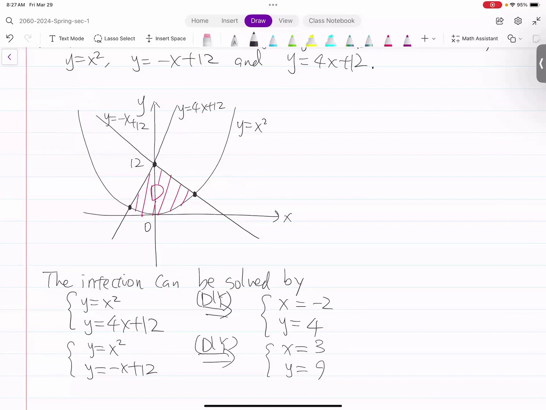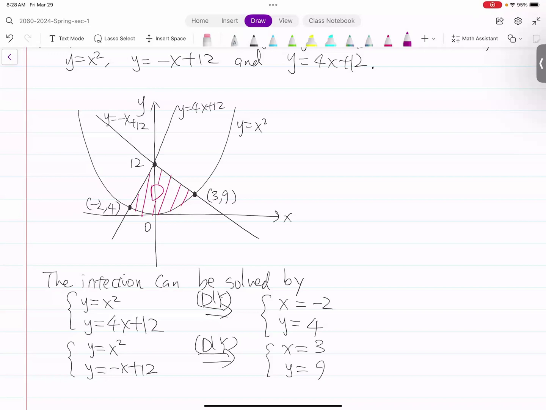So now we can get the intersections (3, 9) and (-2, 4). Okay, so now we get the x and y coordinates of the intersections, right? So here comes my question. Any questions so far? You get the intersections. Okay, so now here comes my question.